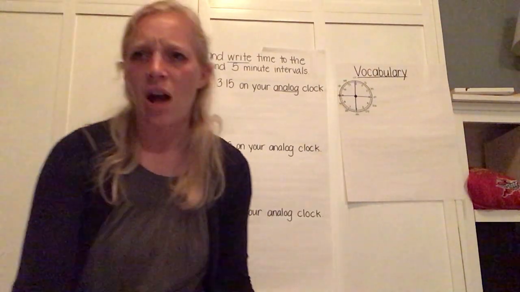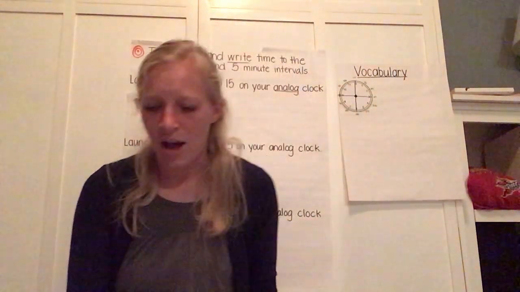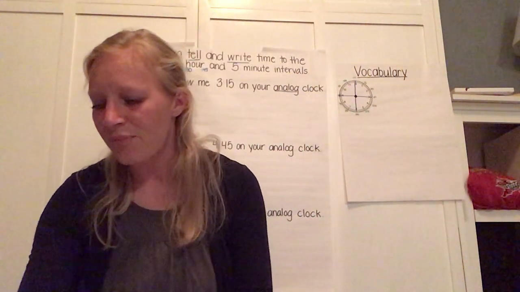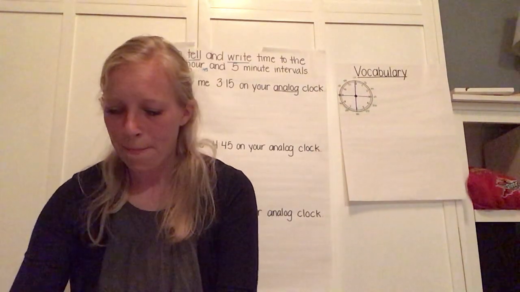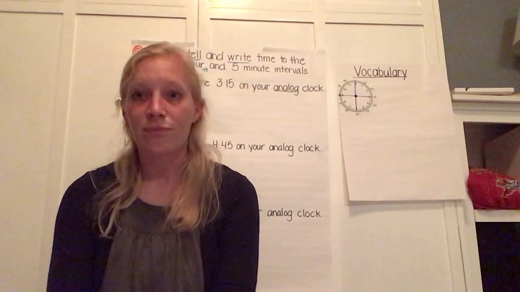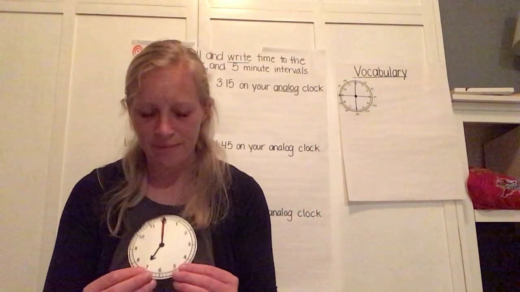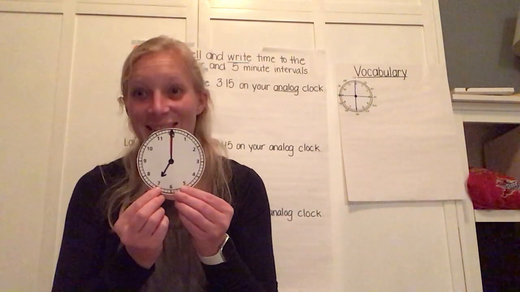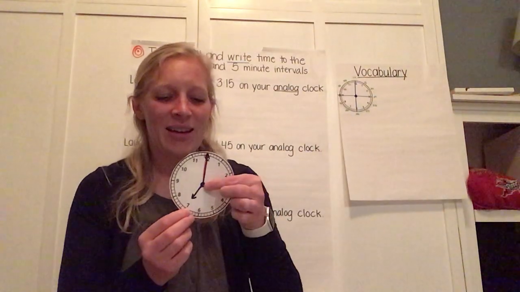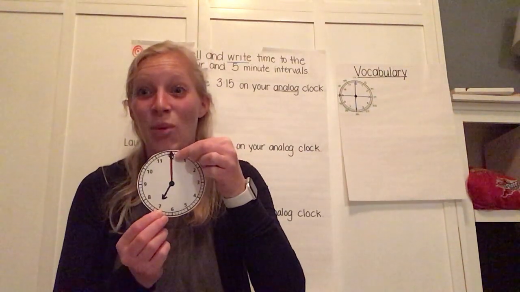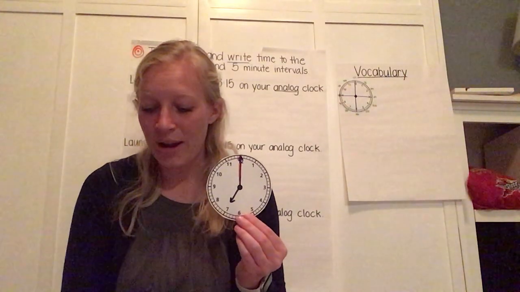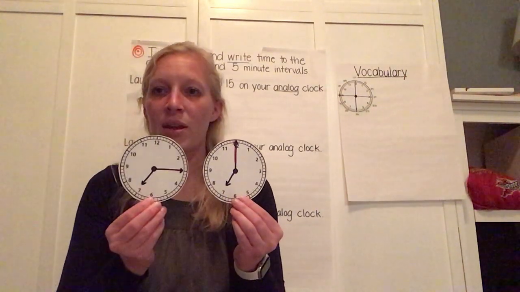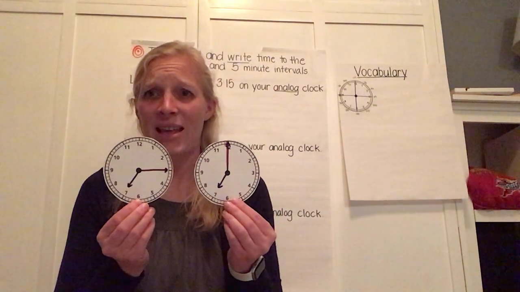Show me 7 o'clock on your analog clocks. Easy peasy, easy. 7 o'clock. Does your clock look like mine? The hour hand's on the 7, and the minute hand is on the 12, right? Now, I want you to look at my clock very carefully. Now what time does my clock say?